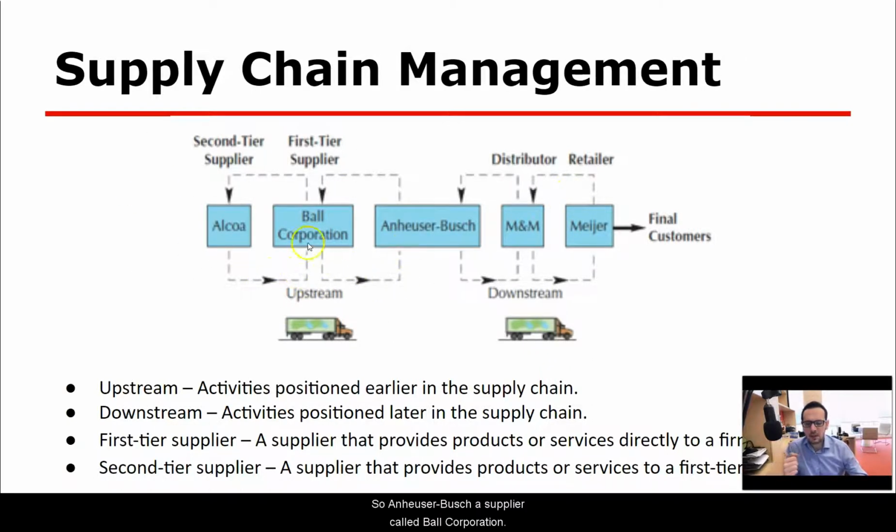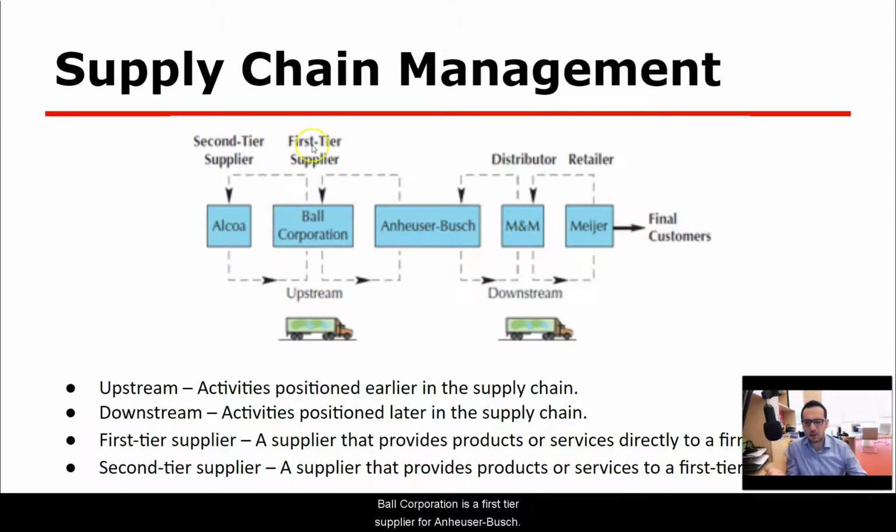So Anheuser-Busch has a supplier called Ball Corporation. Ball Corporation supplies Anheuser-Busch with aluminum cans. And then later on, Anheuser-Busch pours beer in those aluminum cans and then offers it to the market. And Ball Corporation has a supplier called Alcoa. Alcoa supplies Ball Corporation with aluminum itself, the raw material. So they buy aluminum from Alcoa and produce metal cans and then sell those metal cans to Anheuser-Busch.